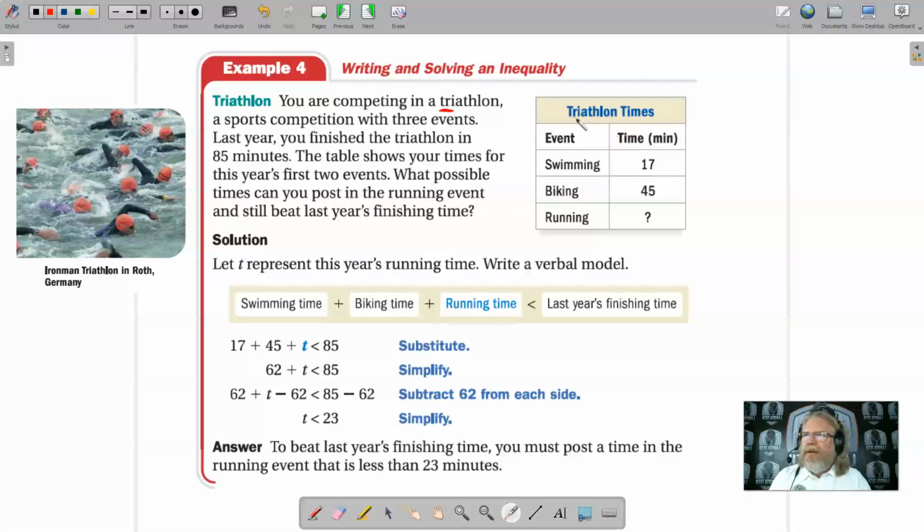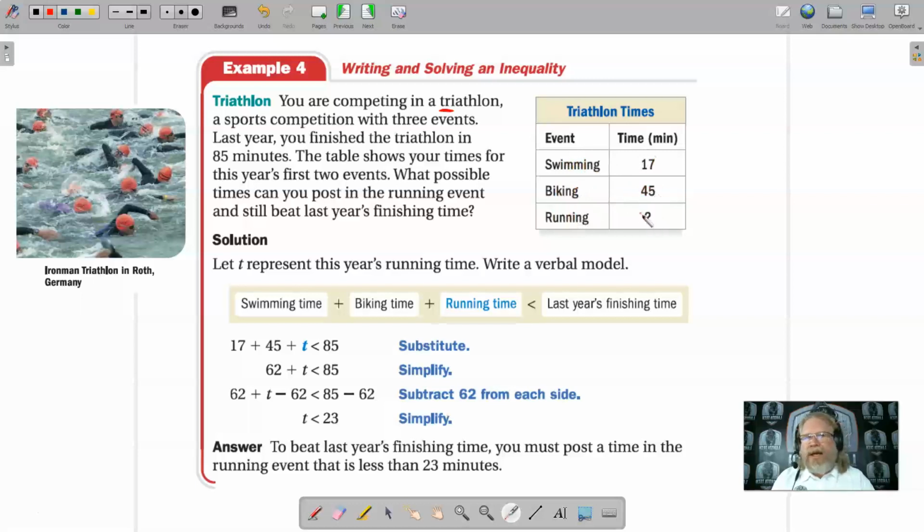So here we have a table. It's titled Triathlon Times, because all tables should have a title. Then you have 2 columns, one for the event, the other for the time. And good thing they've labeled time in minutes so that we know that it is indeed minutes. We have the events, swimming, biking, and running, and their corresponding times. Swimming 17, biking 45. The question is, what about running?